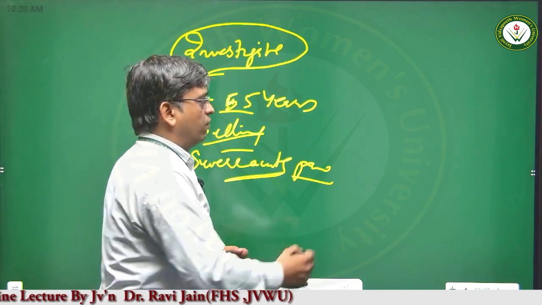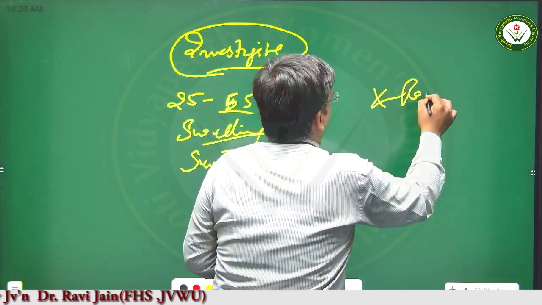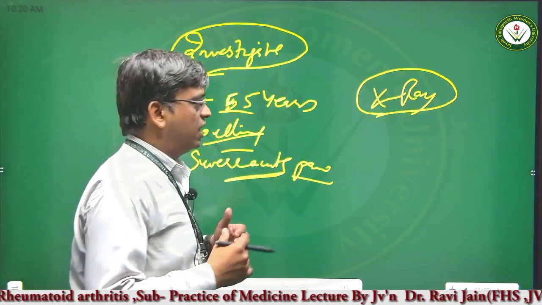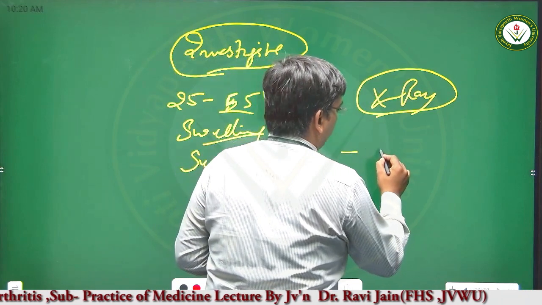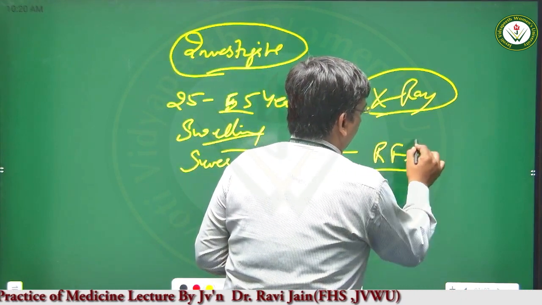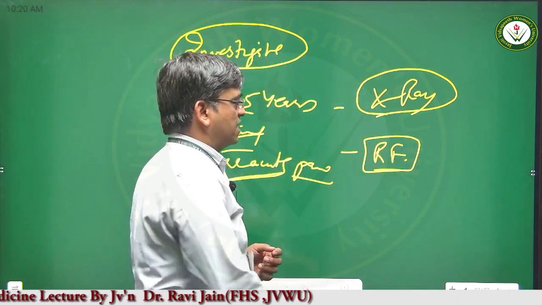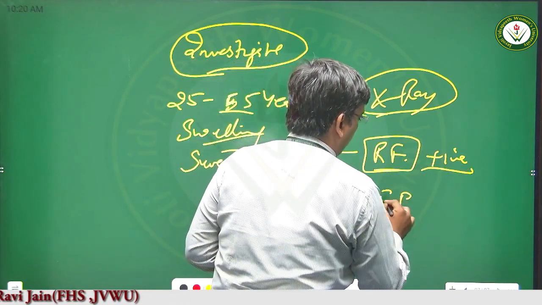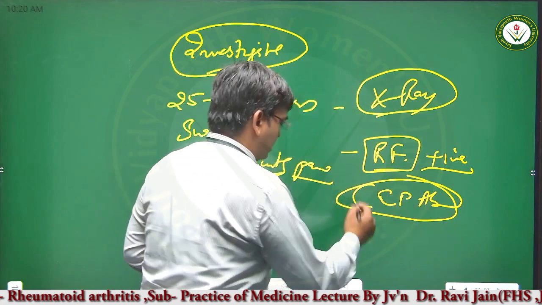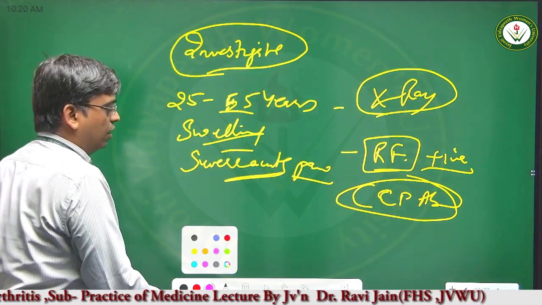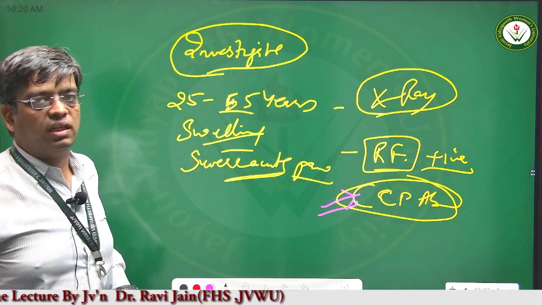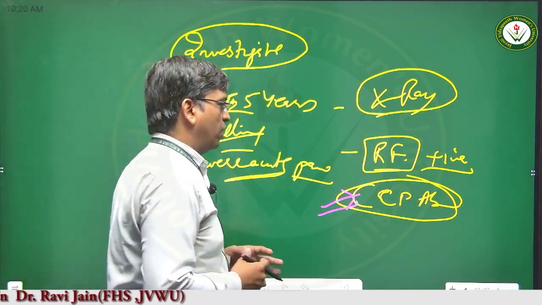Other investigations involve X-rays for the diagnosis. X-ray of the affected joint is very important. X-ray will show the deformities, fusion of the bones. Another important factor is the rheumatoid factor. Rheumatoid factor is present in case of rheumatoid arthritis. Anti-CCP antibodies, this is the key feature of rheumatoid arthritis. This is the most important feature that will be seen in patients suffering from rheumatoid arthritis.